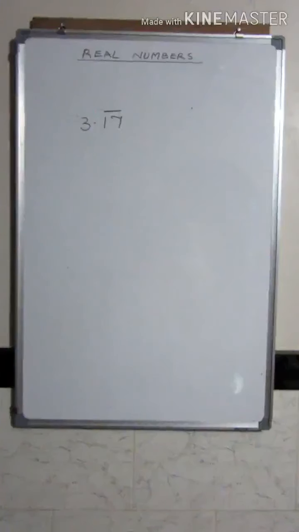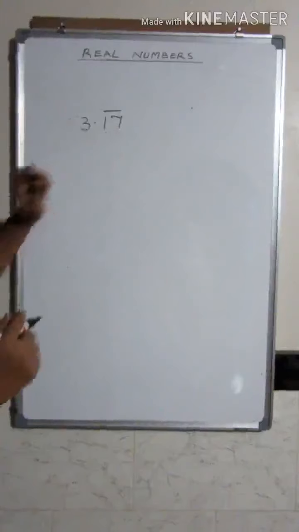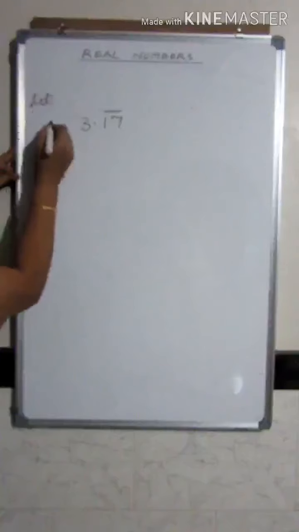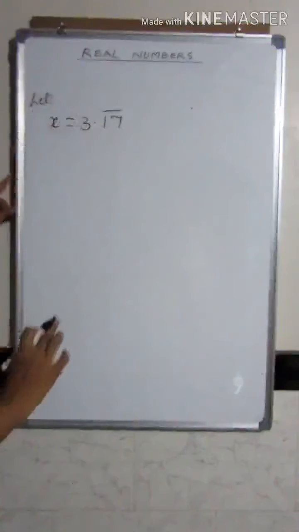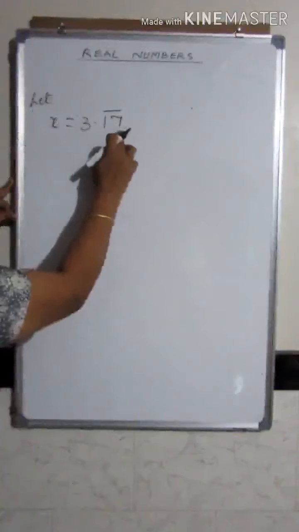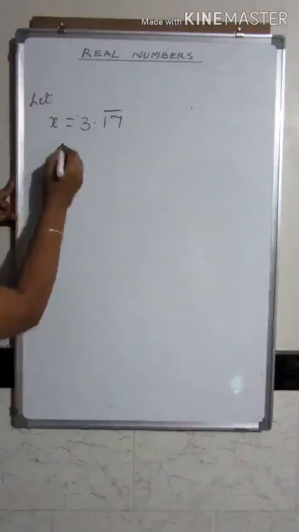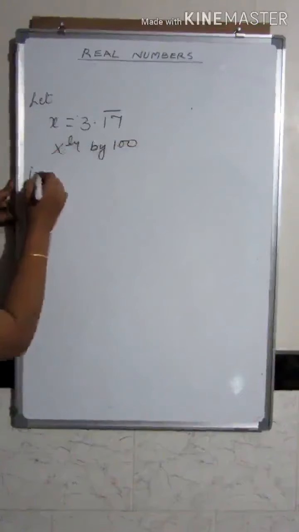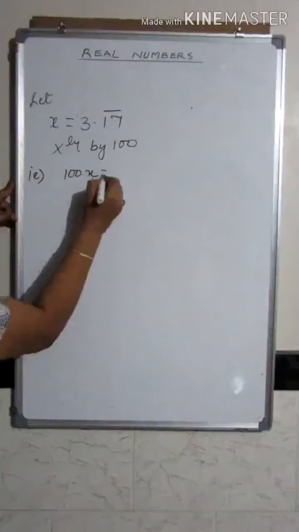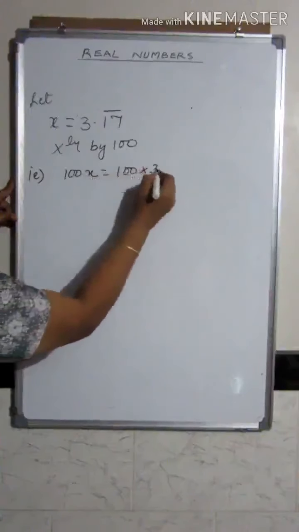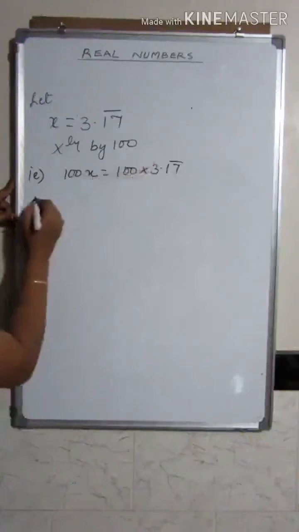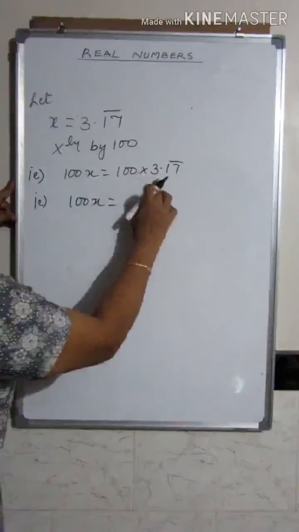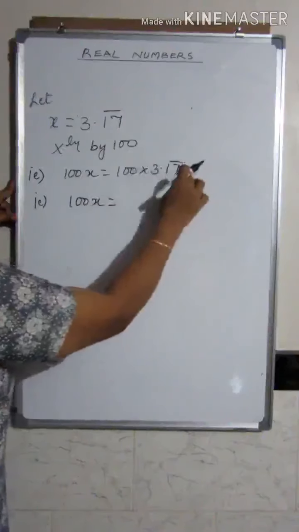3.17 recurring. So here you have got two decimal places recurring. As in the previous problem, let us consider x is equal to the given value. Now after the point you have got two decimal places, so you have to multiply it by 100. So when you multiply by 100, you get 100x is equal to 100 into 3.17 recurring. When you are multiplying by 100, the decimal shifts two places to the other side.